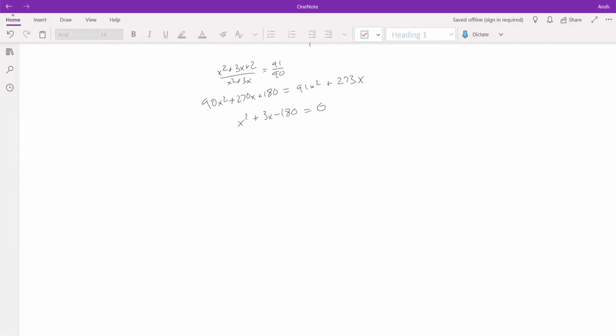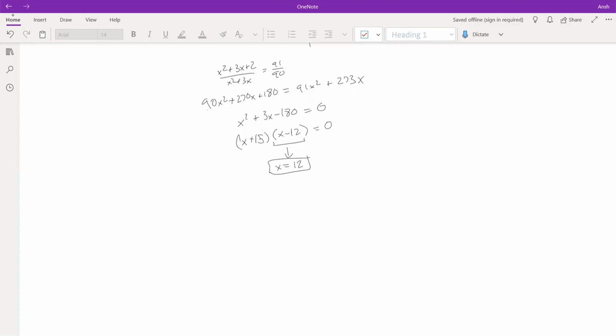You don't have to use the quadratic formula for this because you can just factor it on your own. This becomes (x+15) times (x-12). Since ln x is only defined where x is positive, from our two roots, one is negative 15 and one is 12, only 12 works. So we get our answer: x equals 12. And we're done with an AMC 12 question.